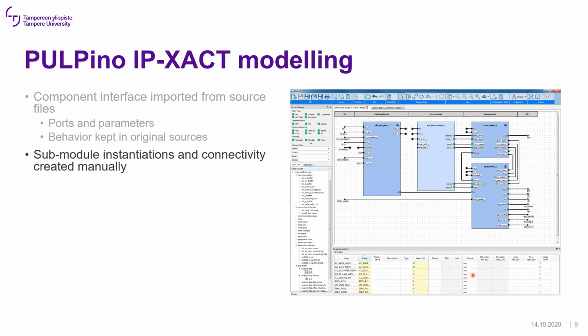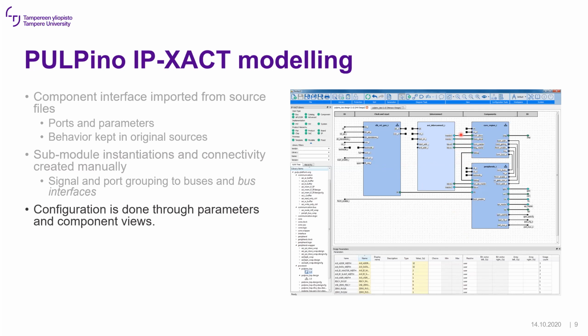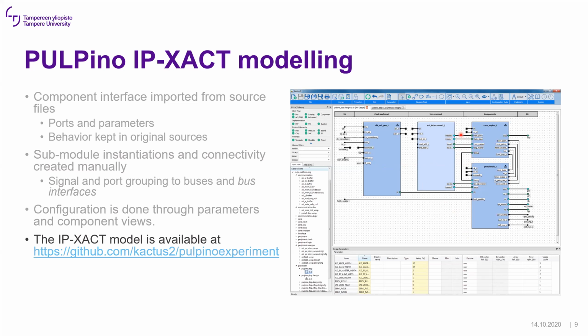So on the top level in the Kactus2 tool, this is the view we get. So we have the different submodules and their connectivity. The signaling and ports are grouped to buses and bus interfaces. And then we gathered these 4 configurations into what's called component views. So selecting a view selects you one of those 4 configurations for the core. And this whole model is available in GitHub.